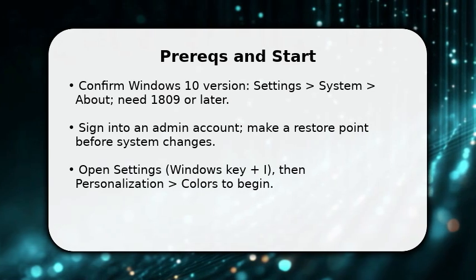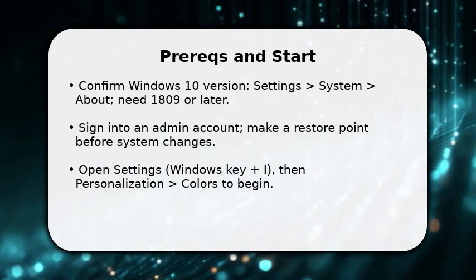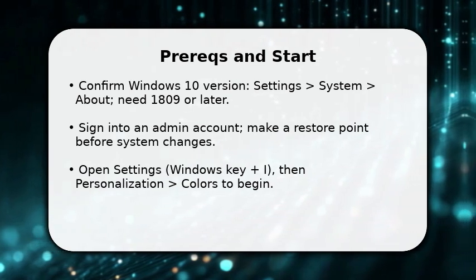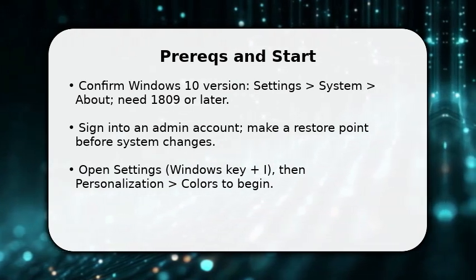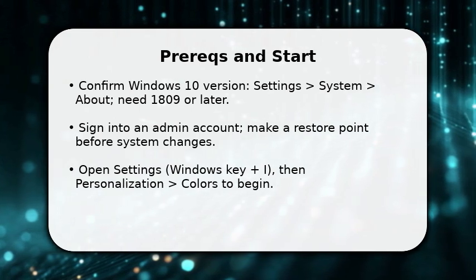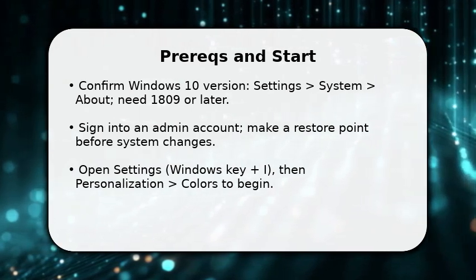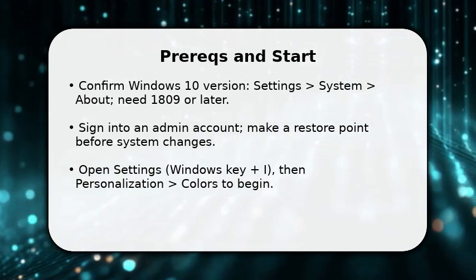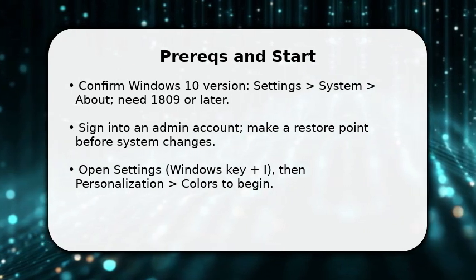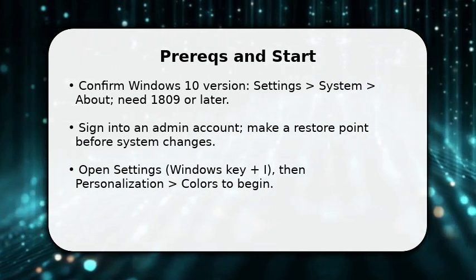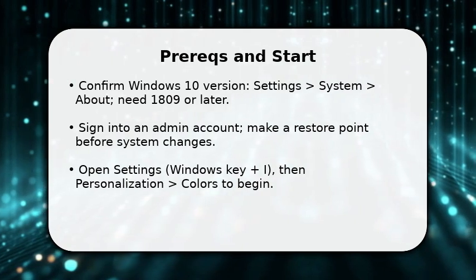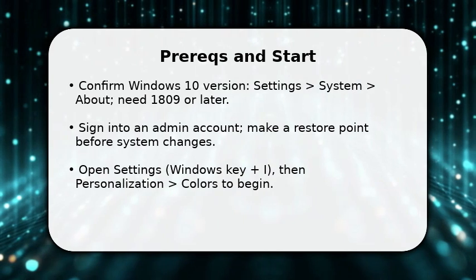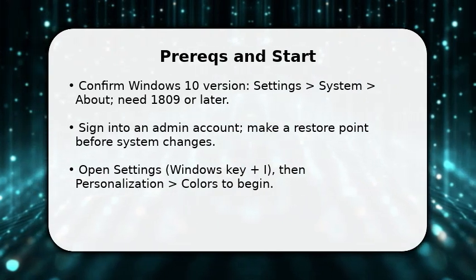You'll start by verifying requirements and opening the exact control panel you'll use. First, check Windows 10 version under Settings System About. Dark theme needs build 1809 or newer. Once done, sign in with an admin account and create a restore point in System Properties so you can revert changes if needed. Now press Windows key + I, choose Personalization, then Colors. This puts you at the correct page to switch theme elements. Don't skip these steps because they prevent permission and compatibility issues.